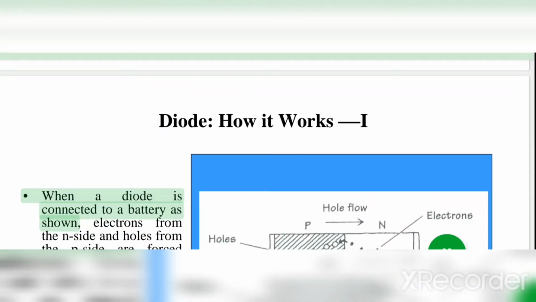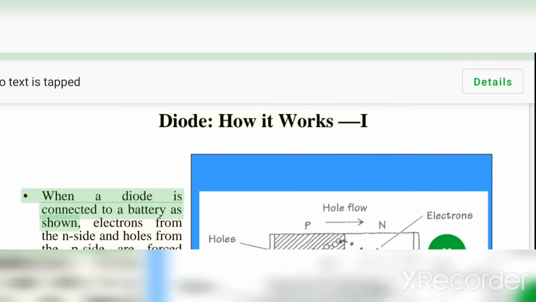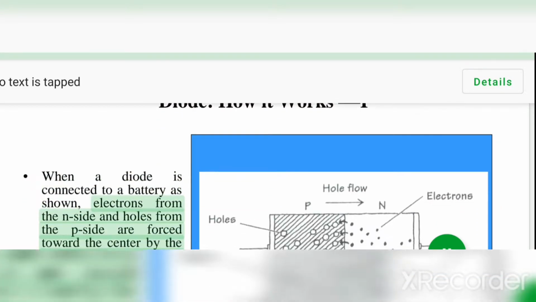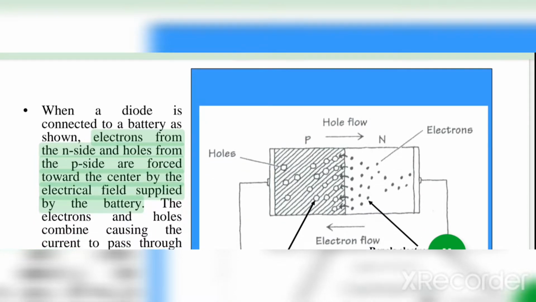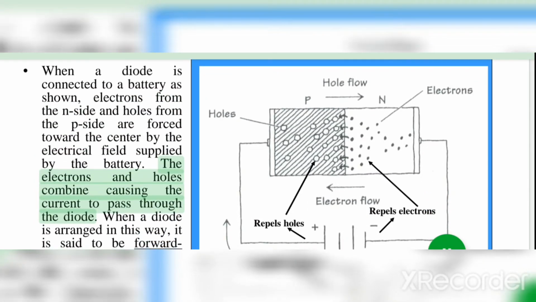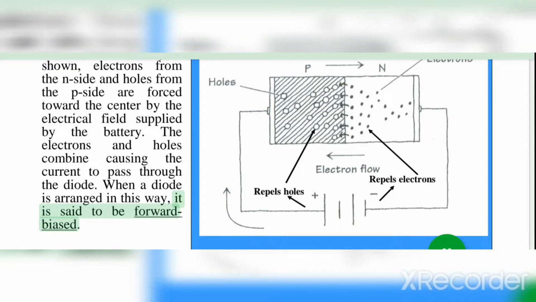When a diode is connected to a battery as shown, electrons from the N side and holes from the P side are forced toward the center by the electrical field supplied by the battery. The electrons and holes combine, causing current to pass through the diode. When a diode is arranged in this way, it is said to be forward biased.